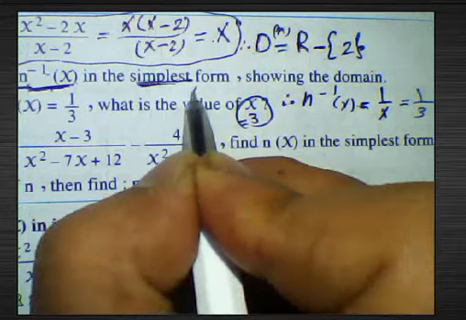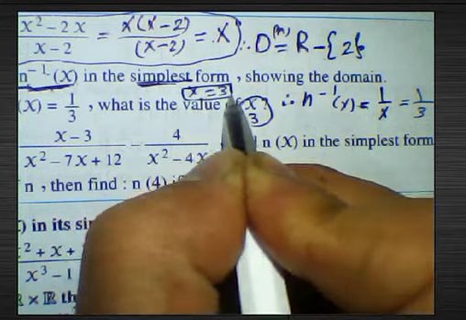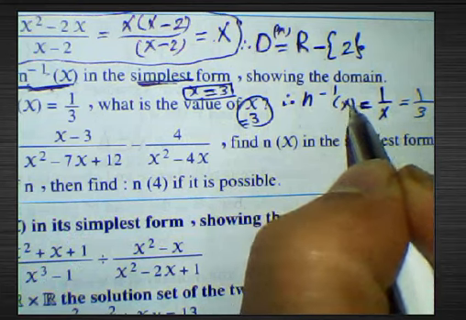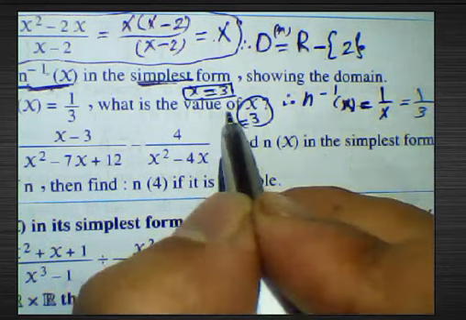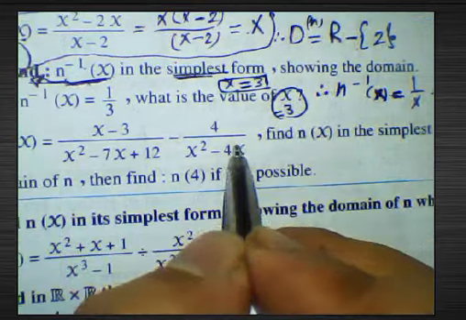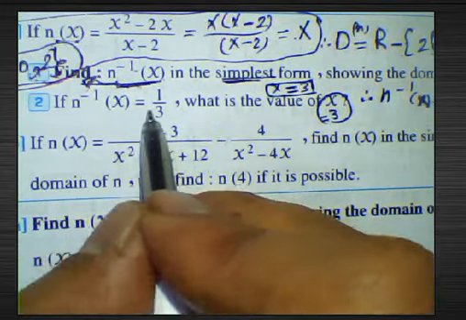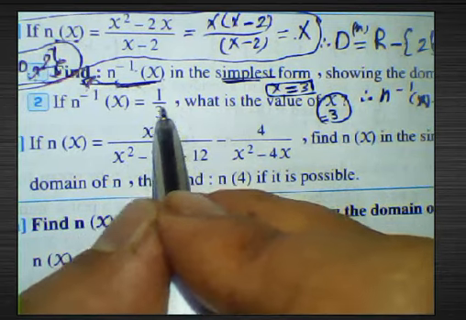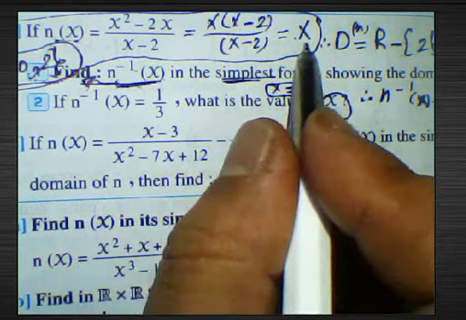Then x equals 3. Okay, x will be what? x will be 3 only. Understood? In this example, the value of x will be 3. Why? Because the inverse of a fraction flips it, so if you invert 1 over 3, the result will be x equals 3.